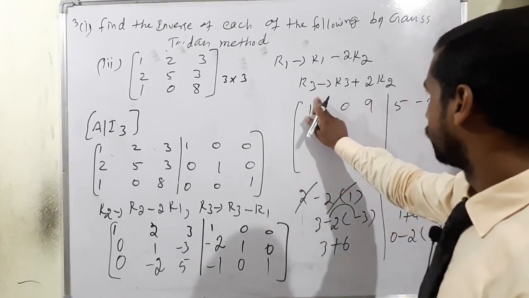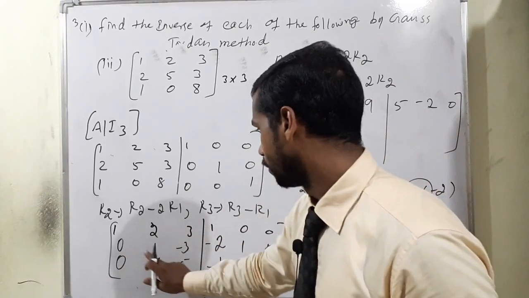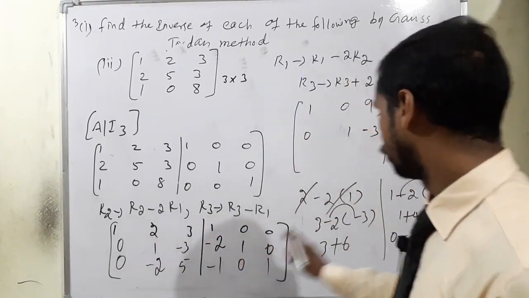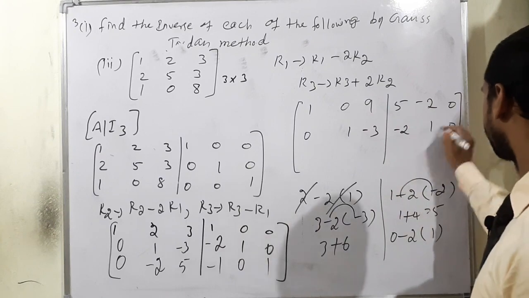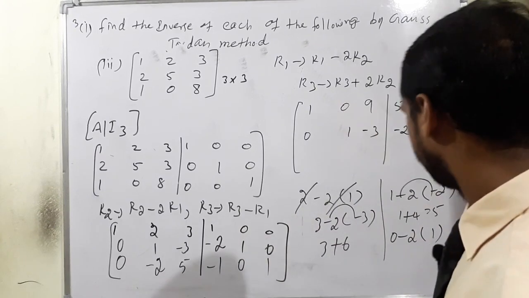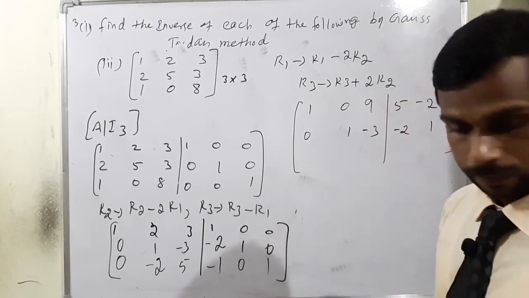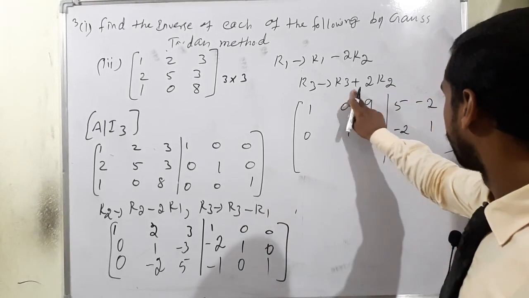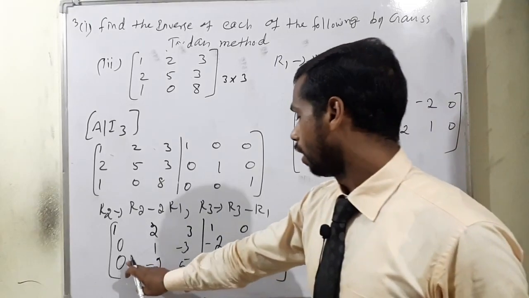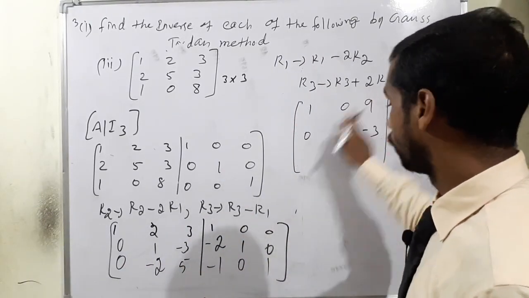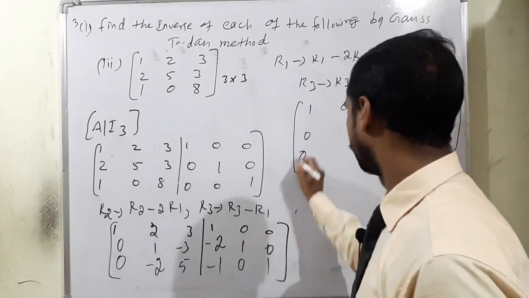Next one R3, isn't it? R2 as it is. What is R2 value? 0, 1, minus 3, minus 2, 1, 0. R3. So, R3 gives R3 plus 2 into R2. R3 value already 0 is there. 0 comparing with R2, definitely 0 and 0 comparing, 0 will come.